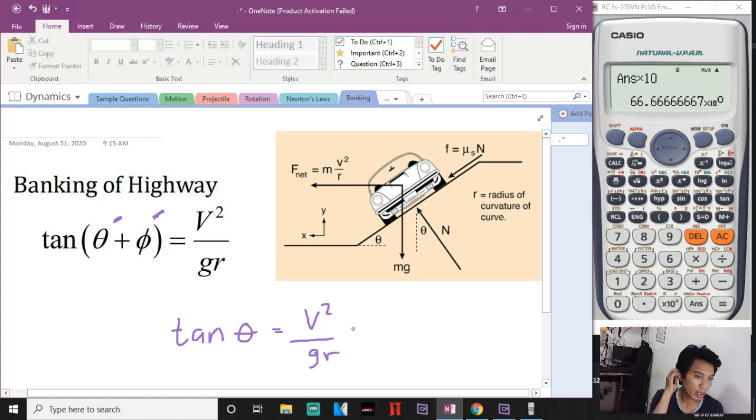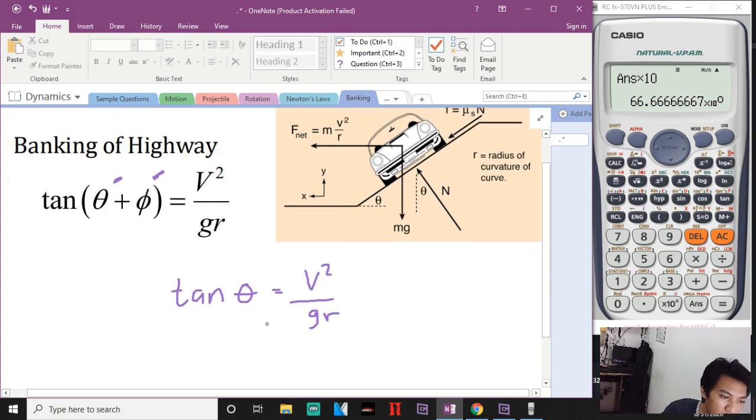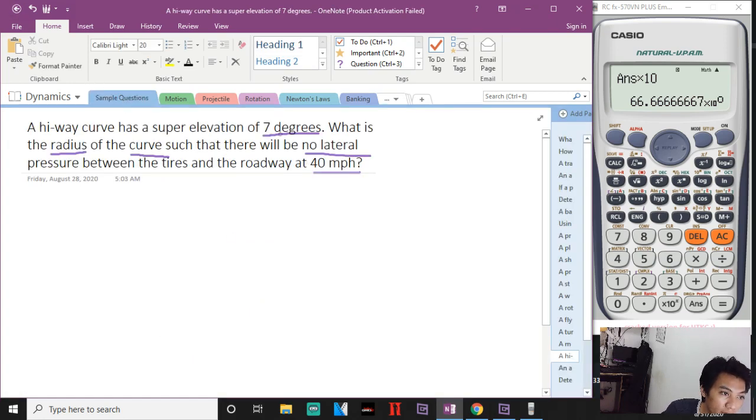Tinatanggal mo na yung net force na meron ka. So, you are given nung formula ito. Ang sinasabi dito sa question na to, meron kang given na degree, 7 degrees or super elevation. Sinasabi nila grade, highway grade. Kung highway grade, yan ang theta mo. That will be 7 degrees.